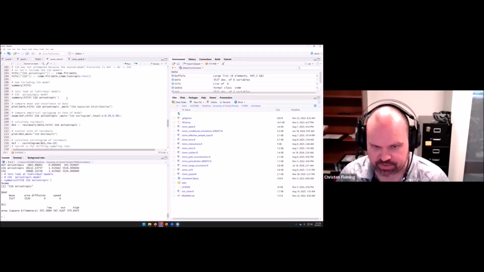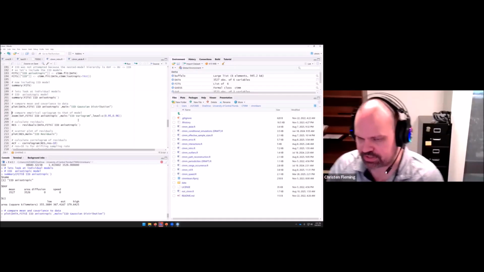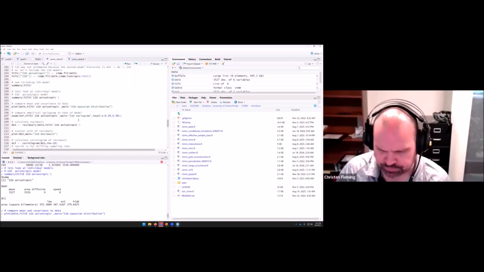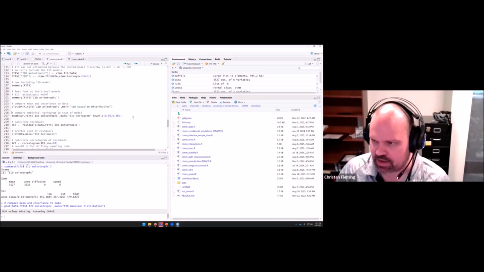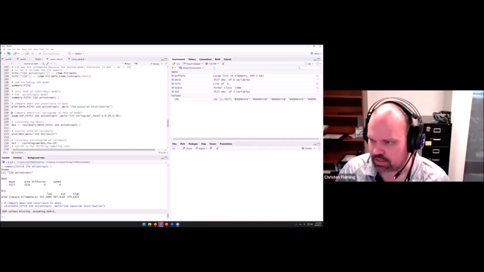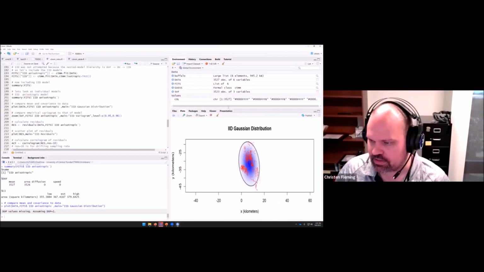For the IID model, if we run summary on that, we just get this Gaussian area estimate with very narrow confidence intervals and very large degrees of freedom or effective sample size. We can plot the Gaussian distribution associated with our autocorrelation model, which is here like nothing. This is the IID model. Here's what that looks like, very narrow confidence intervals.